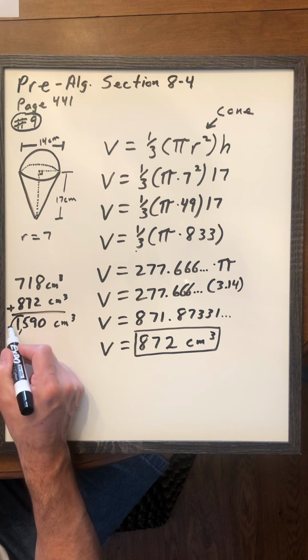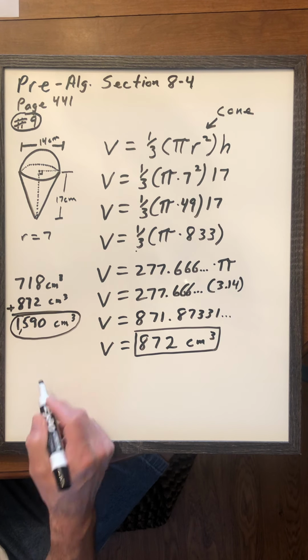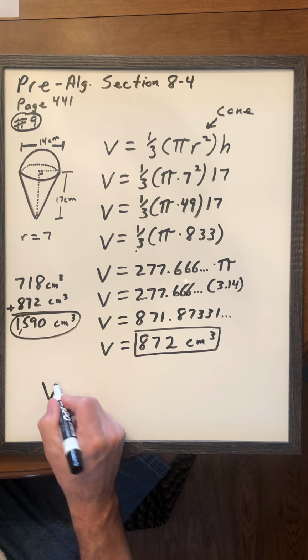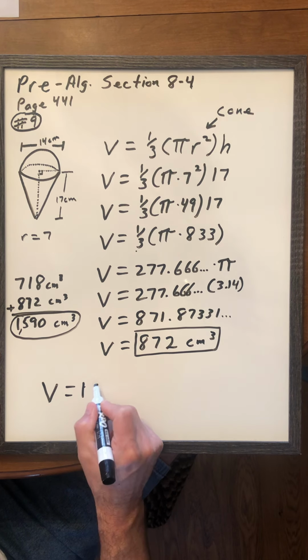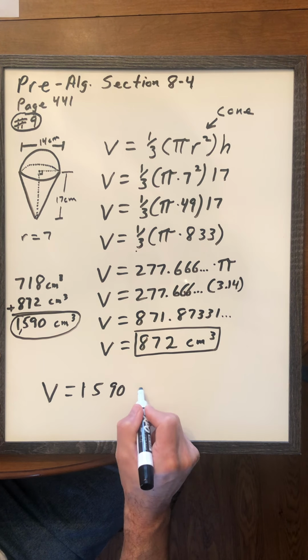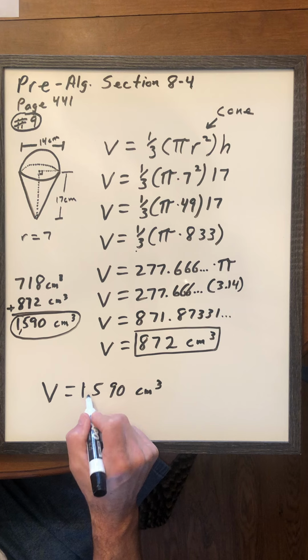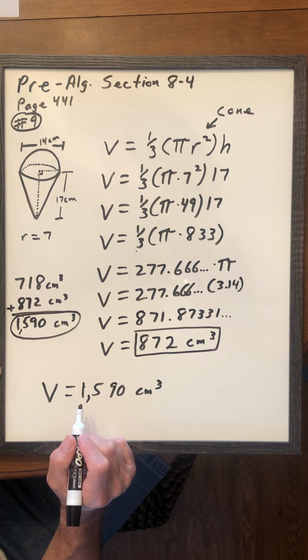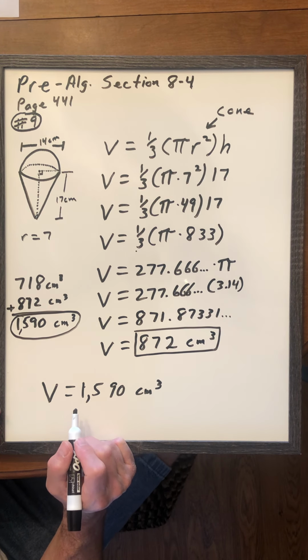Then that would be our final answer. That would be our volume. So the volume was 1,590 centimeters cubed. That is my final answer. That's the volume for the total composite figure.